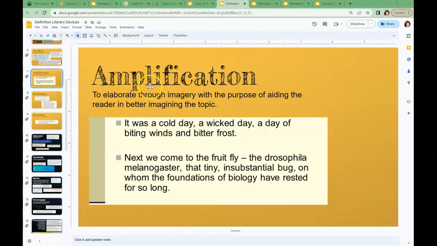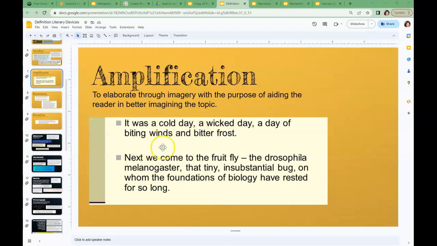So the first type of elaboration is amplification, when you elaborate through imagery with the purpose of aiding the reader in better imagining the topic. It was a cold day, a wicked day, a day of biting winds and bitter frost. That sounds like an awful day. And so what we have here is the concept of a day, but we want to elaborate what this day is like. And so we call it cold and wicked and biting and bitter.